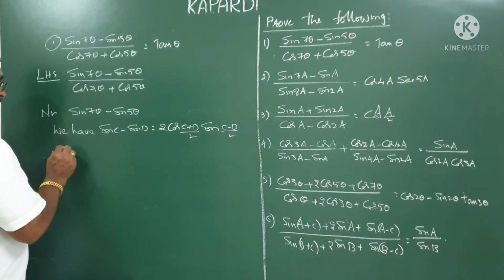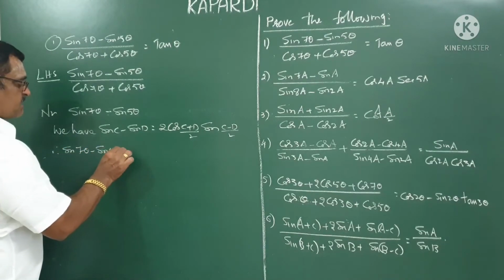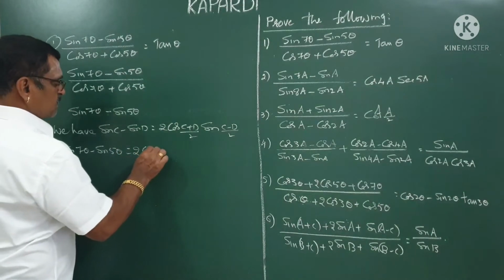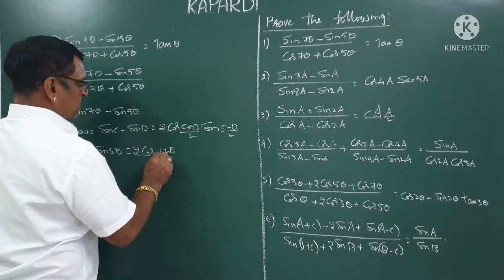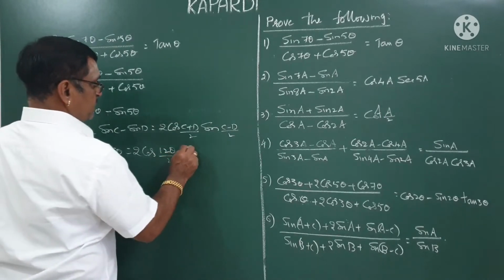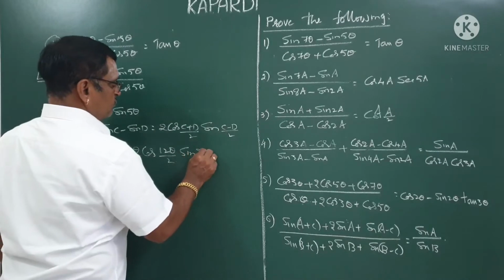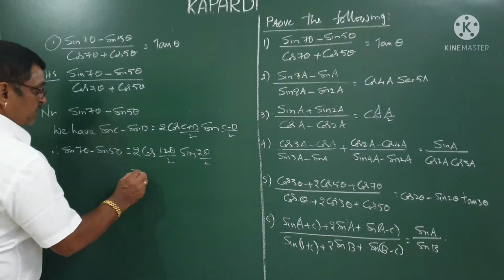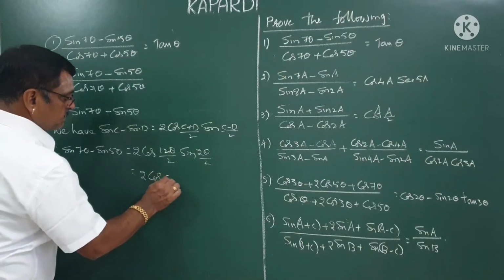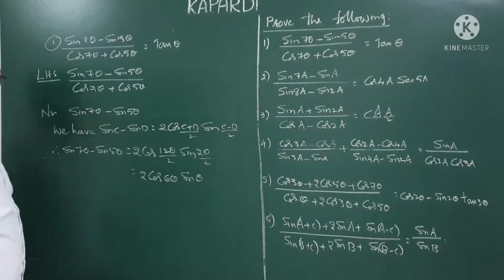Therefore, we have sin 7 theta minus sin 5 theta is 2 cos of (7 plus 5, 12 theta) by 2 sin of (7 minus 5, 2 theta) by 2. And if you simplify further, we get 2 cos 6 theta into sin theta.